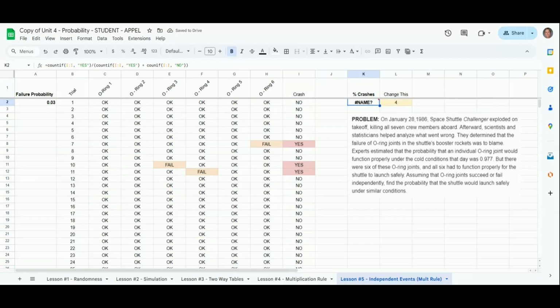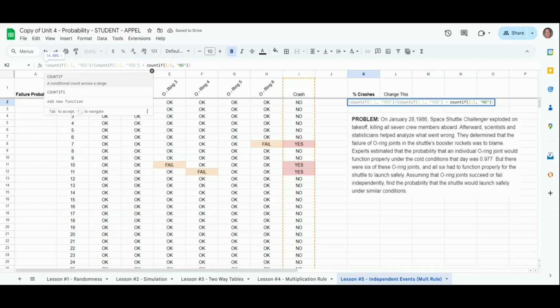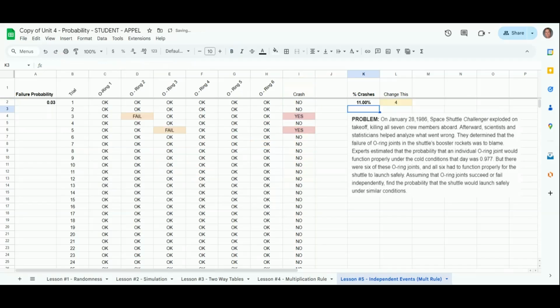All right, let's see. Did I do that wrong? Count if. All right, so I get 11% of the time it crashed. So even with this 3% failure rate, I'm still getting 11% of the times it crashes because they all have to work together. If I change this to a different number, I see I'm at 14%. I'm at a 26%. We see that this varies around the mid to low teens for how many times this actually crashes.